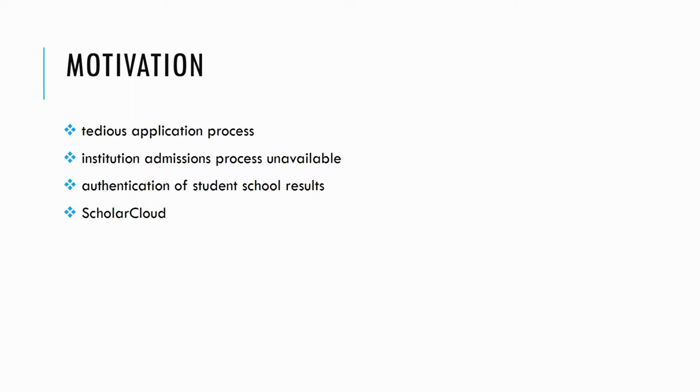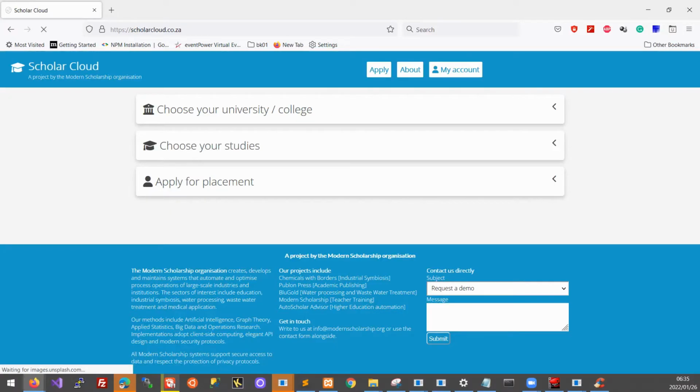Third, the applicant's academic records have surprisingly little authentication behind them. It is relatively easy for a student to falsify records before the matric results, even though we often accept students, for example, on grade 11 results. The ScholarCloud service was developed to get around these challenges. Let's see what it looks like and how it works.